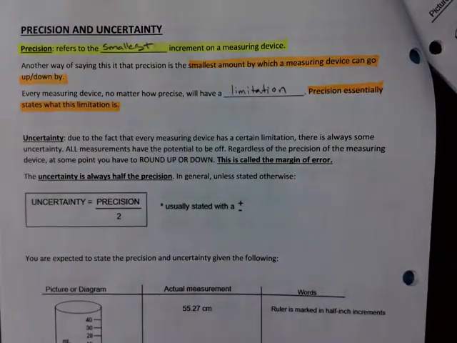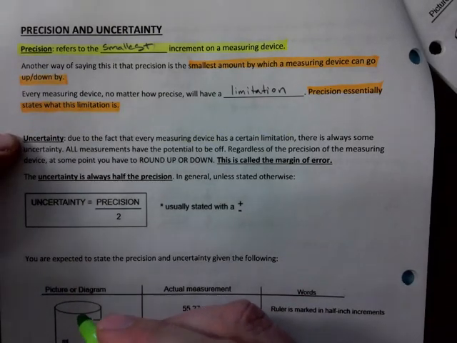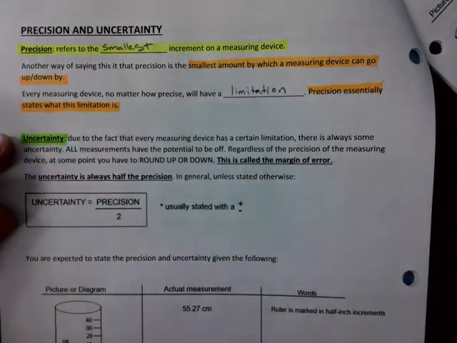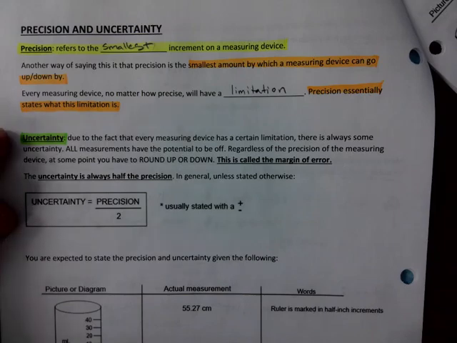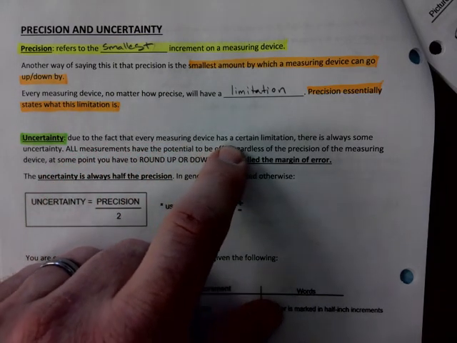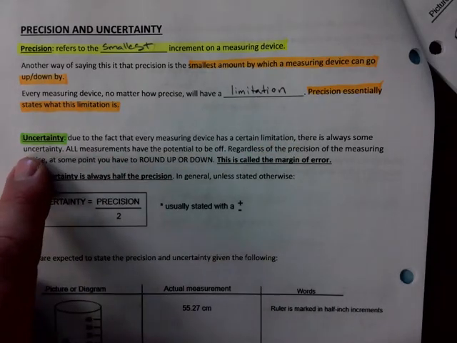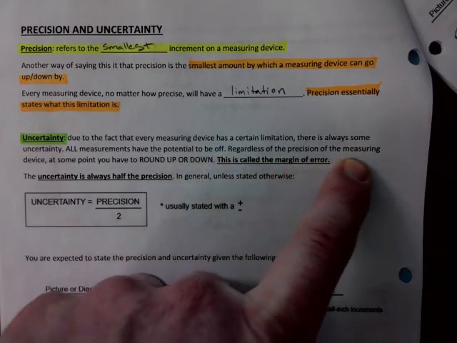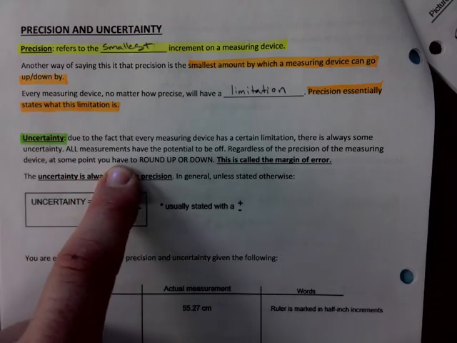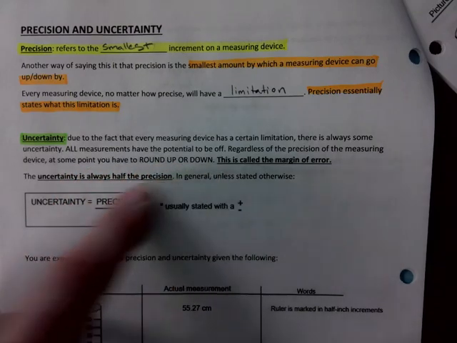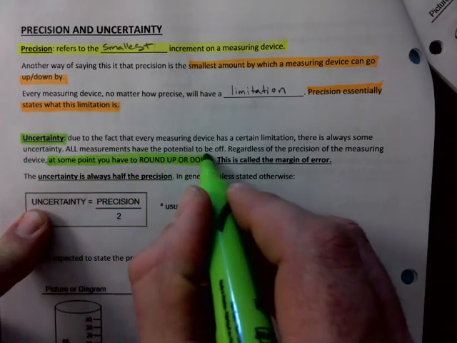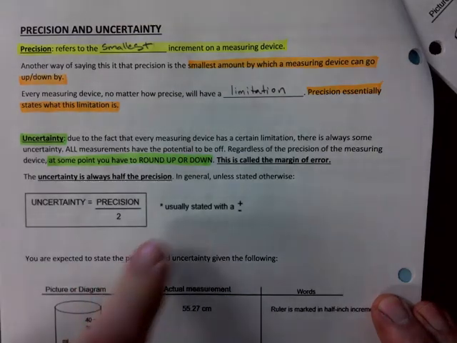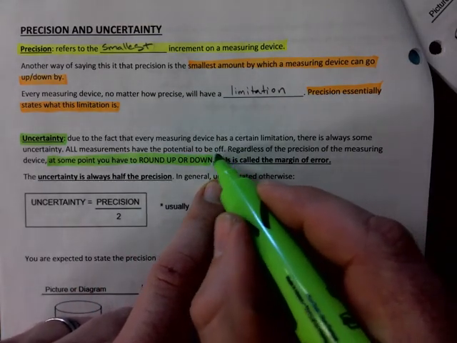Next, a different color for this one. These ones go together, like precision goes with uncertainty always. Uncertainty is basically due to the fact that every measuring device has a certain limitation, there's always some uncertainty. We're not quite sure if it's exactly what we see on the measuring device. All measurements have a potential to be off. Regardless of the precision of the measuring device, at some point you have to round up or down. I can guarantee you that. This is called the margin of error.